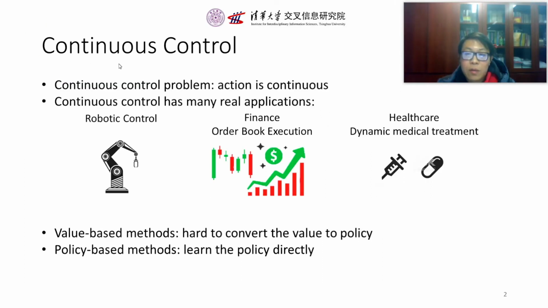The continuous control problem is a reinforcement learning problem where the action is specified by continuous values. It has many real applications, such as robotic control, finance, and healthcare. There are two main streams to solve the RL problem: the value-based methods and the policy-based methods. However, value-based methods are not well suited to solve the continuous control problems, since it is hard to convert the learned value function into an executable continuous control policy. On the other hand, policy-based methods are suitable where the policy is learned directly.